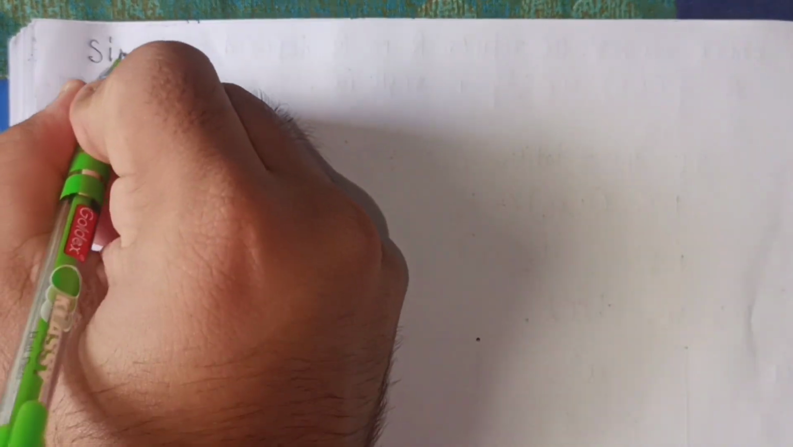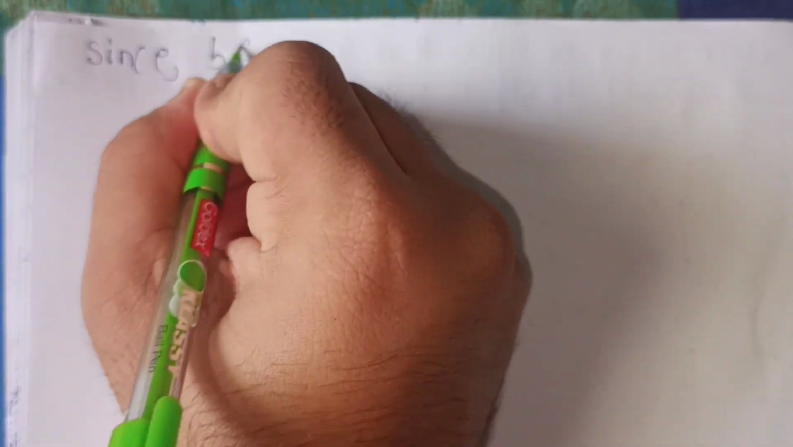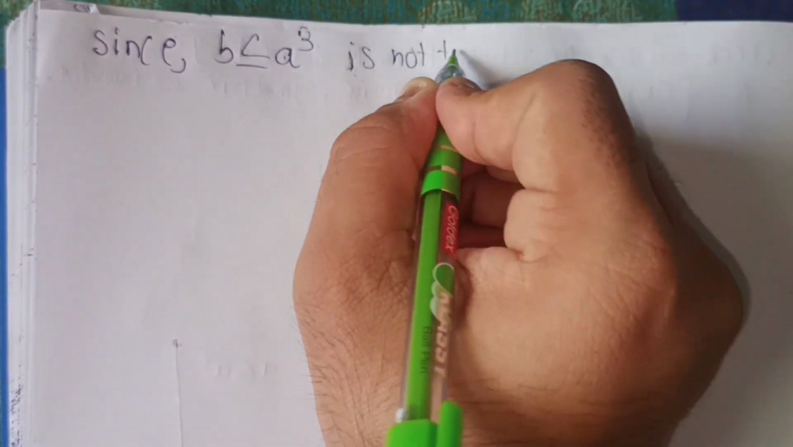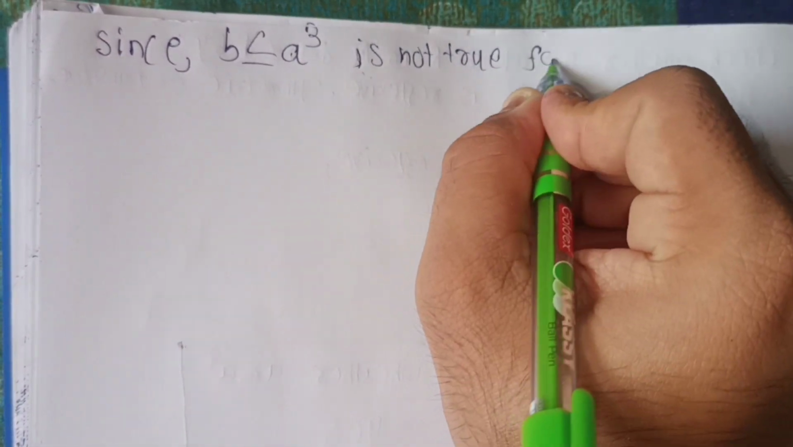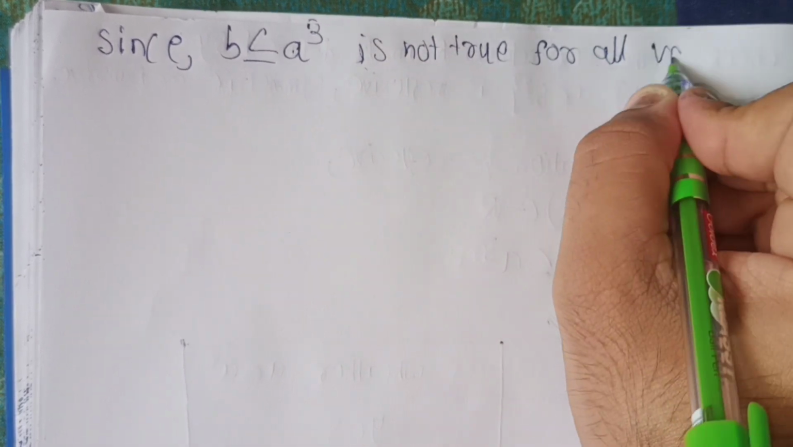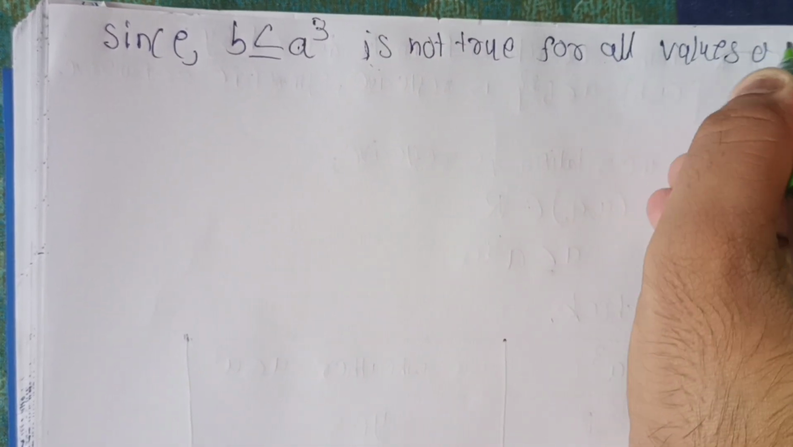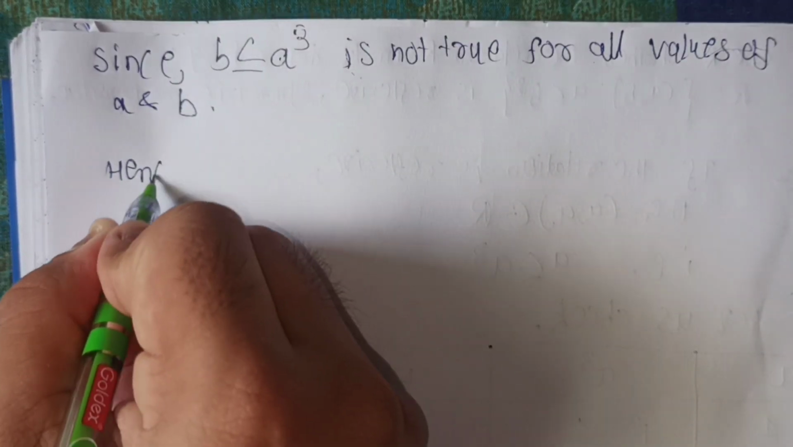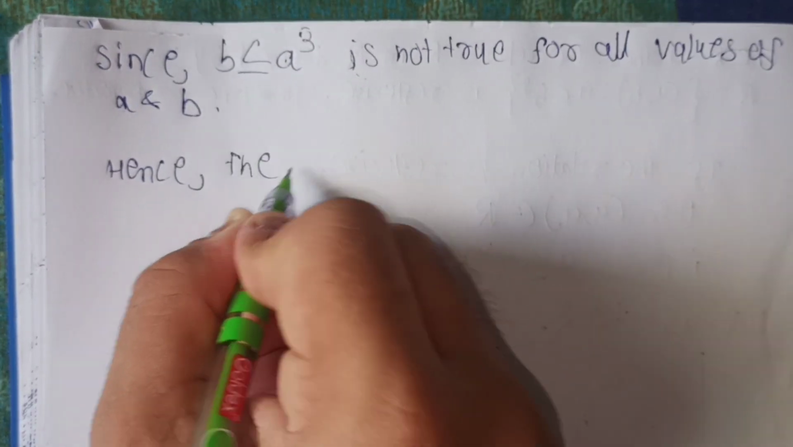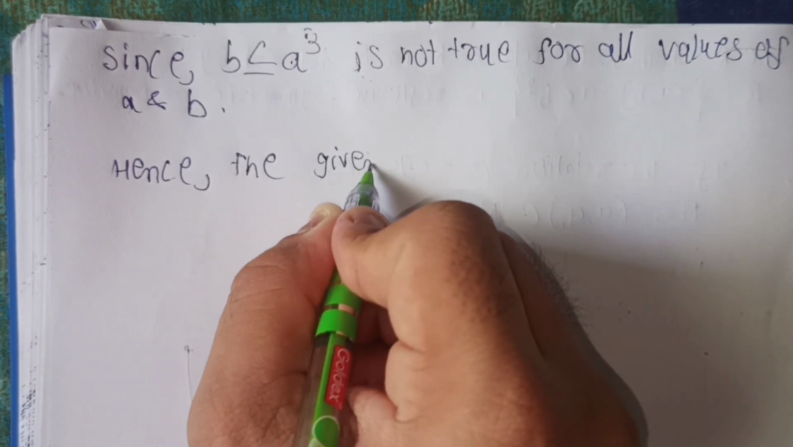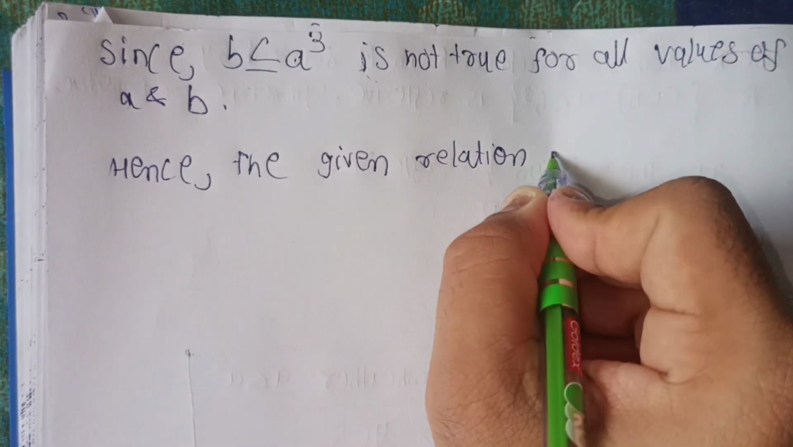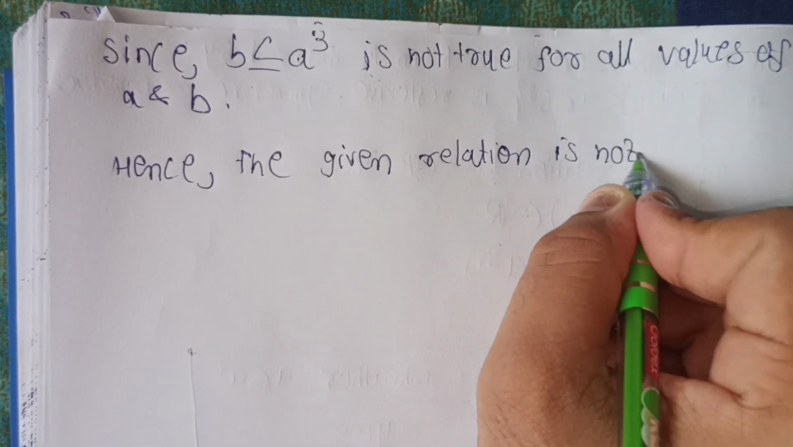Since b is less than or equal to a cube is not true for all values of a and b, hence the given relation is not symmetric.